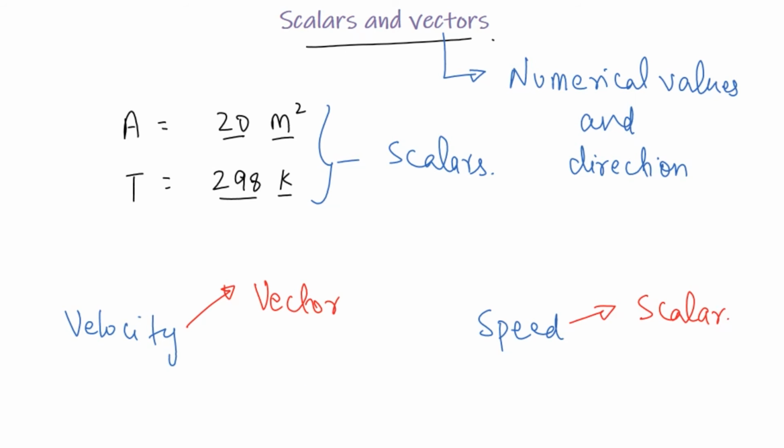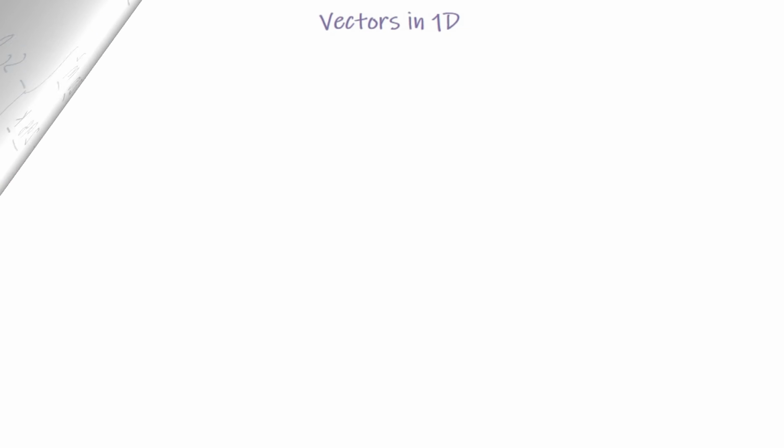Now vectors can be in 1D, that is a vector in one dimension, or in 2D, that is a vector in two dimensions, and vectors in 3 dimensions. These two topics we'll study in detail in chapter 3. As of now, we're going to discuss the vectors in 1 dimension. Let us understand it with this animated video.